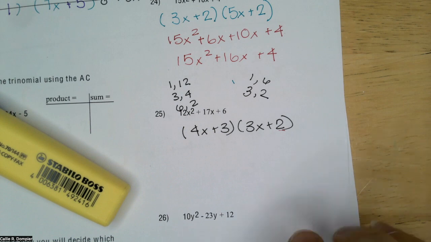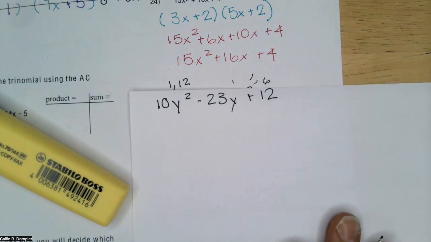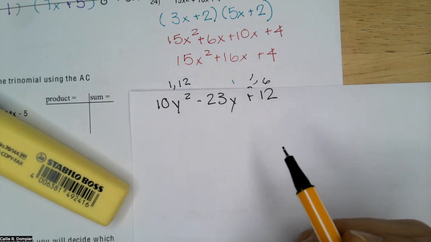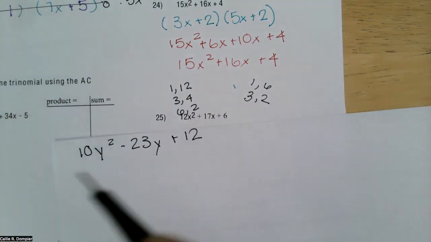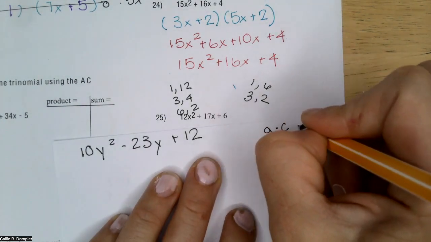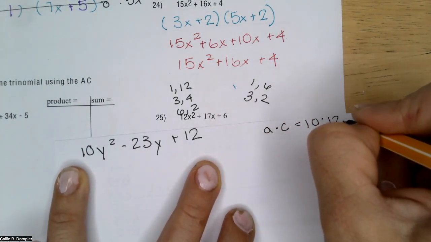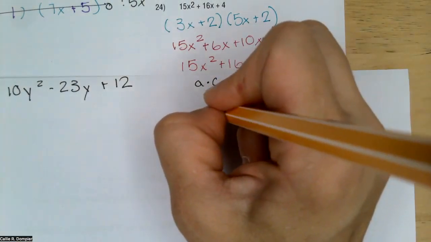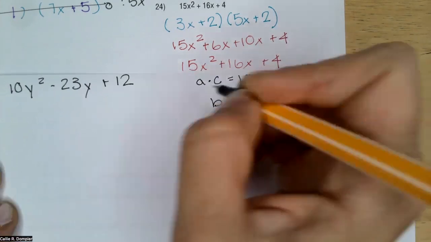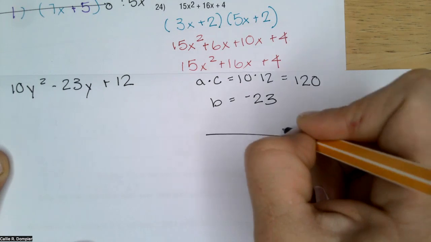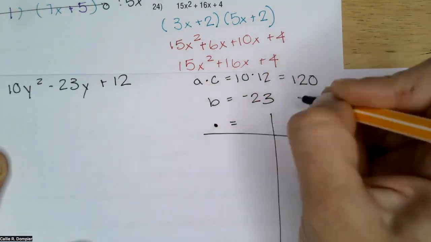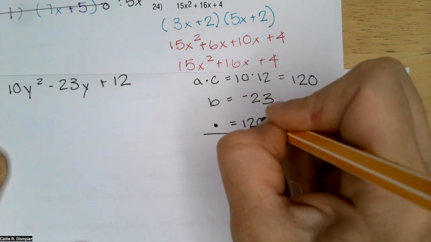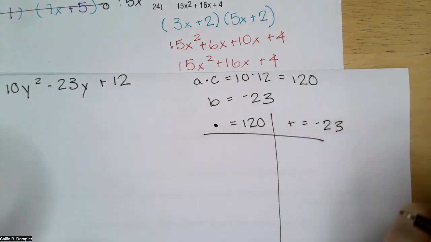Last one, we're going to do 10y squared minus 23y plus 12. Always remember to try to factor out anything that is common to all three of them, if there is anything common. The AC method, A times C is 10 times 12, which is 120, right? And then B is negative 23. So we want two numbers that will multiply to equal 120, positive, and they will add to equal a negative 23, okay?